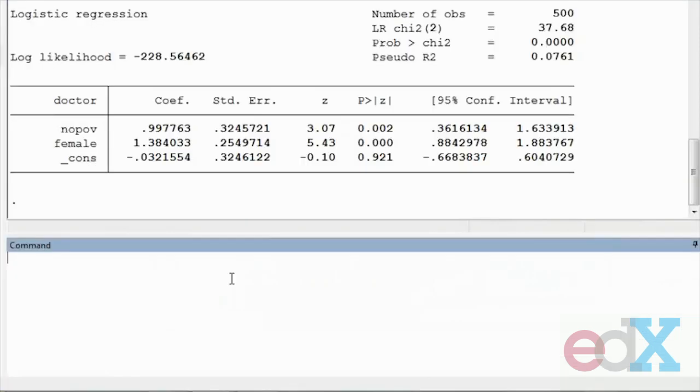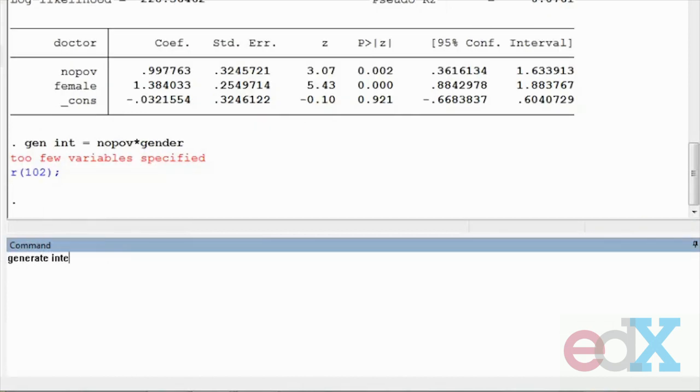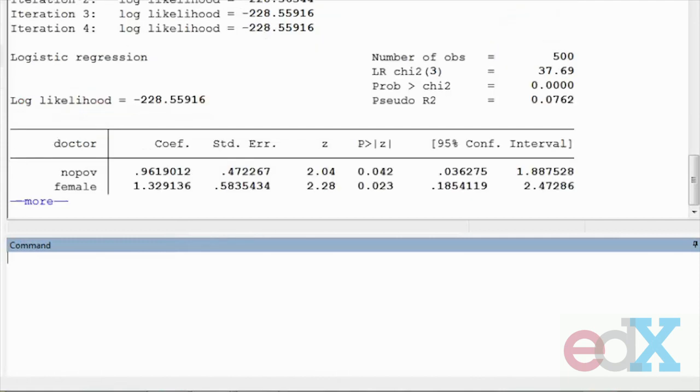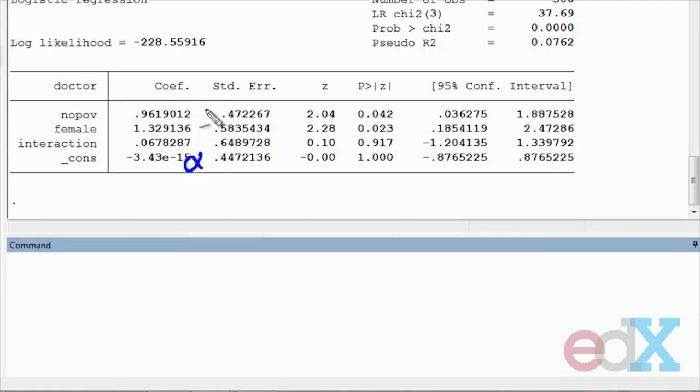So the first thing I need to do is generate that interaction term. I'm going to say generate interaction equals NOPOV times female. And now I'm going to fit that same logistic regression model, but I'm going to add in the covariate interaction. So now in this regression model, I have my estimate of alpha, I have beta 1, beta 2, and beta 3.